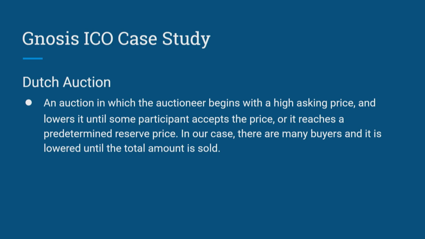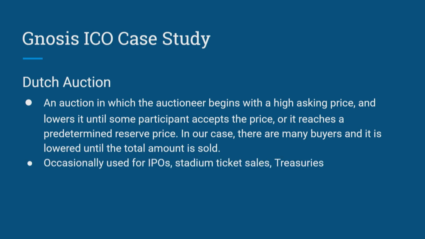So a Dutch auction can be used for something like IPOs, right? We're going to offer 1 million shares, and then everybody puts in bids. One person says, "I'll buy 100 shares at 50." Someone else says, "Well, I'll buy 1,000 shares, but at 40." You put all those bids together, and then you find the highest price where all the shares will be sold. You can do the same thing with stadium ticket sales. They do it every month with treasury bills.